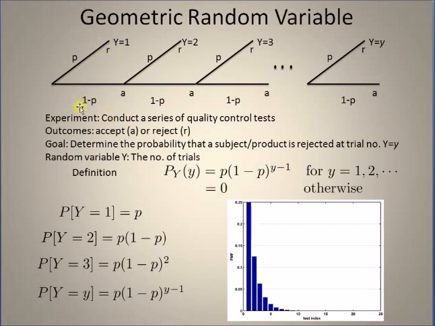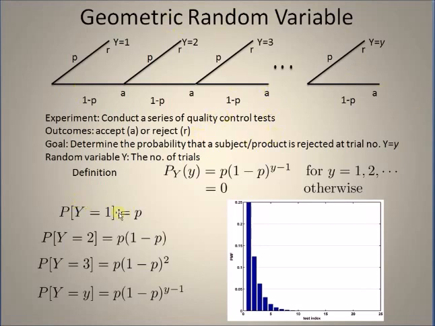So given the probability that a subject or product is rejected at a given trial is P, then the probability that it is accepted is given by 1 minus P. So the goal is to determine the probability that a subject or product is rejected at a trial number Y. And the random variable is obviously the number of trials, which is obviously an integer.